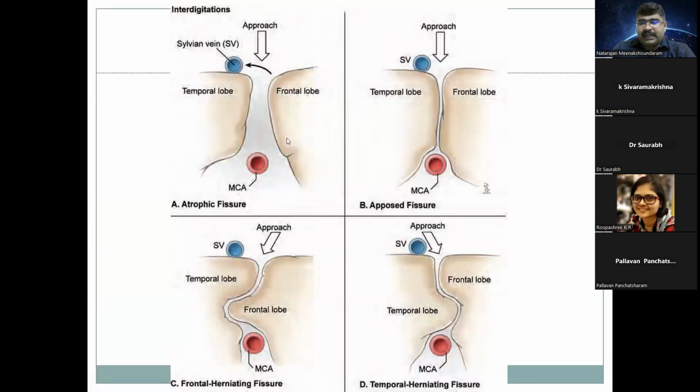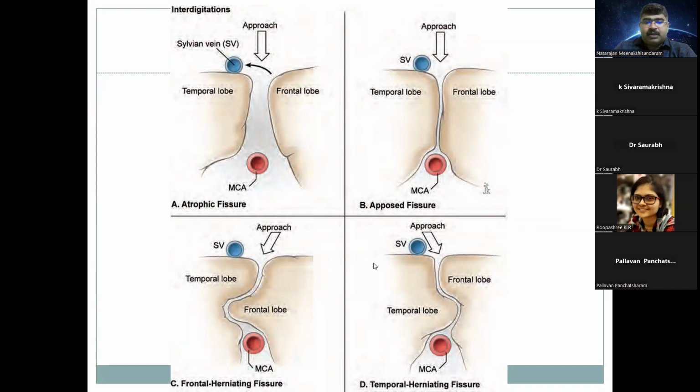So now you should understand the various types of Sylvian fissure. This is an atrophic fissure where the Sylvian dissection will be very easy. You can have an opposed Sylvian fissure where the frontal lobe and the temporal lobe touch each other. Or you can have either a frontal herniating Sylvian fissure or a temporal herniating Sylvian fissure. This understanding of the anatomy of the Sylvian fissure is very, very important when you plan your surgical approach. So always have a preoperative understanding of the anatomy in order to avoid intraoperative surprises.